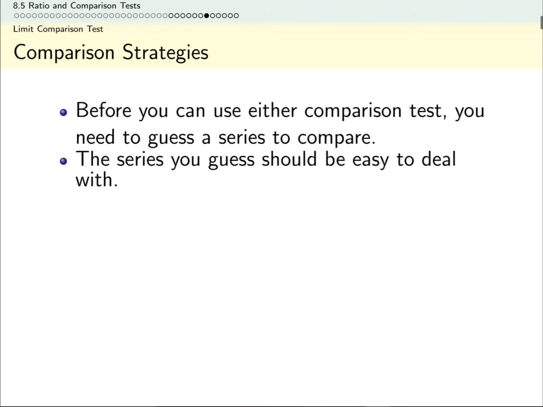The first thing is the one we compare to needs to be easy to deal with. If I don't know whether the comparison series converges or diverges, then the test is useless. So we like to have series whose convergence or divergence is obvious to us. That usually means in practice a p-series or a geometric series.